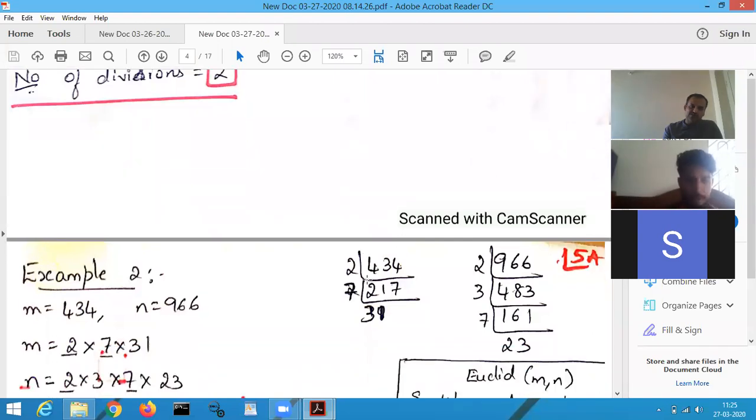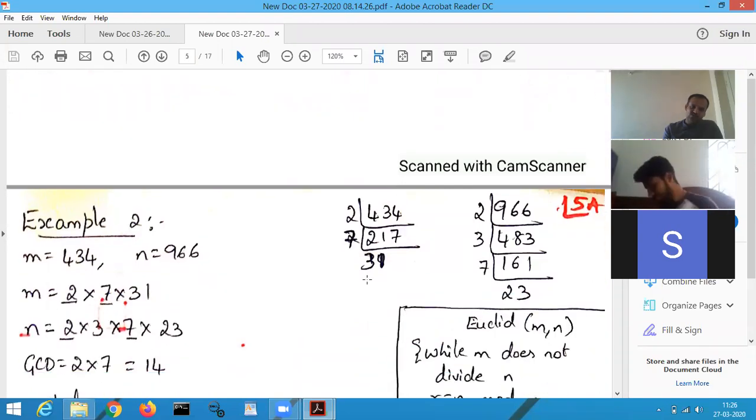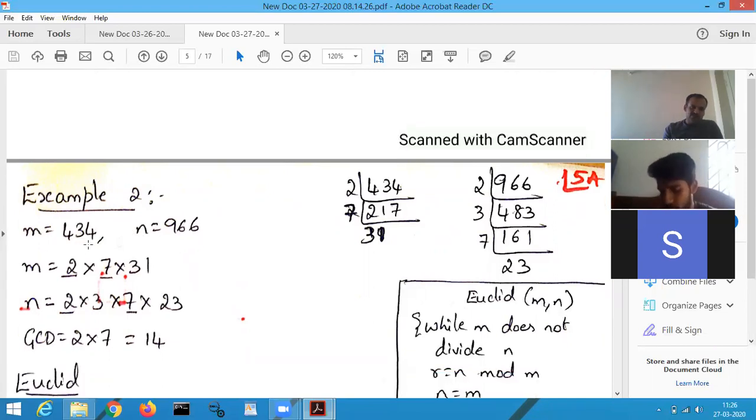Let us execute the school level algorithm as well as Euclid's algorithm. As usual, first let us apply the school level algorithm. M is equal to 434, N is equal to 966. The first step says find out the prime factors of M. Then the second step says find out the prime factors of N. Then the third step says identify the common factors and return the result.